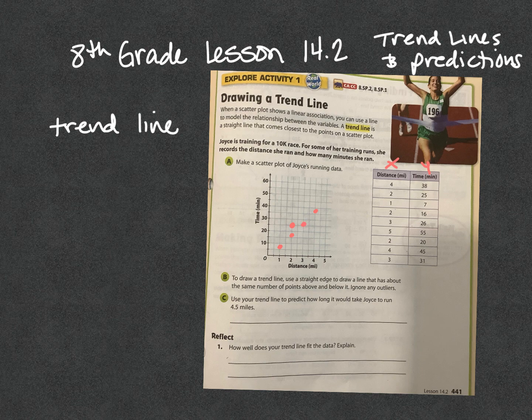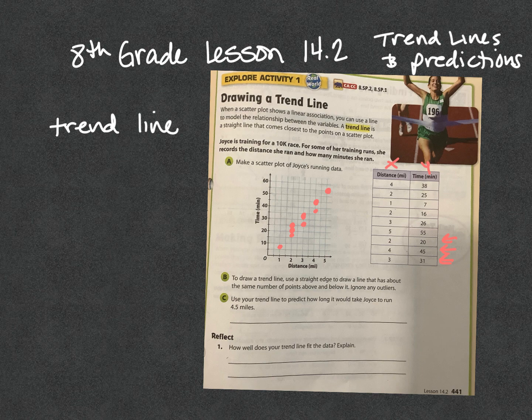5 miles took her about 55 minutes, up here. 2 and 2/2 miles took 20 minutes, right about there. 4 miles took her 45 minutes, 4 on the X and go 45 on the Y. And 3 miles took her 31 minutes, go 3 on the X and go 31 on the Y, right about there. So there's my scatter plot, and you can see a pretty clear trend.